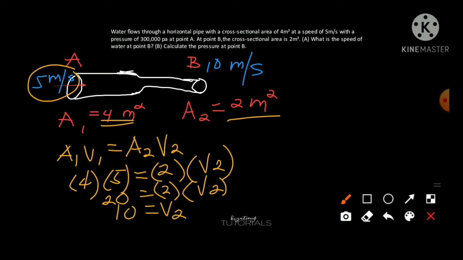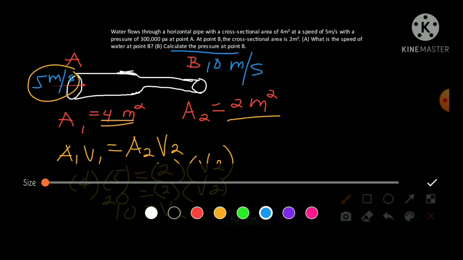Now we have already answered the first question, which is to find the speed at point B. The second question is to calculate the pressure at point B. We first solved the speed at point B because the speed at point B is needed in order for us to solve for the pressure at point B. Since we already have the pressure at point A, which is 300,000 pascals, we're going to look for the pressure at point B. Let us first erase a few things here.